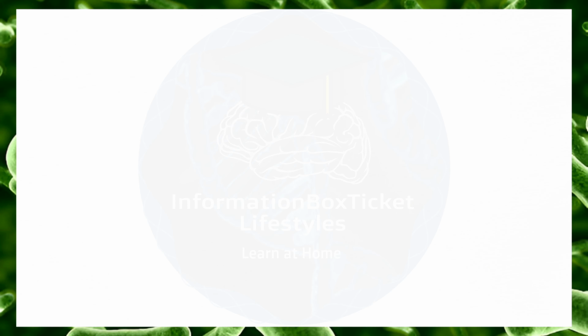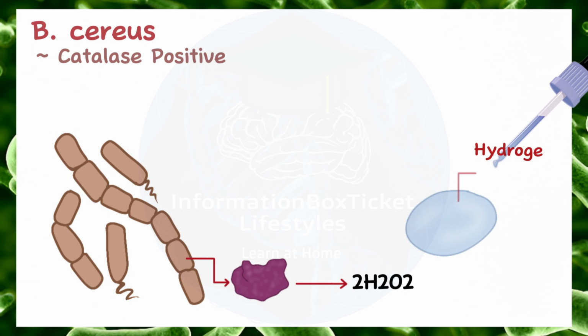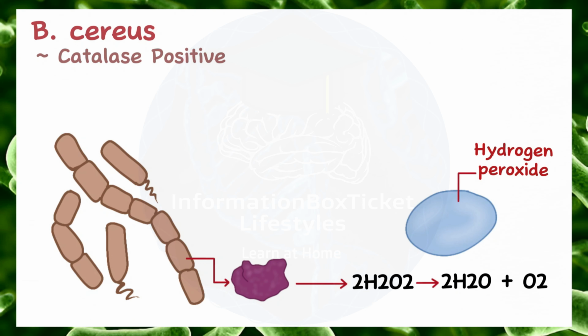B. cereus is catalase positive, meaning it produces the enzyme catalase. This can be tested by adding a few drops of hydrogen peroxide to a bacterial colony. The catalase enzyme breaks down hydrogen peroxide into water and oxygen, causing the mixture to foam.